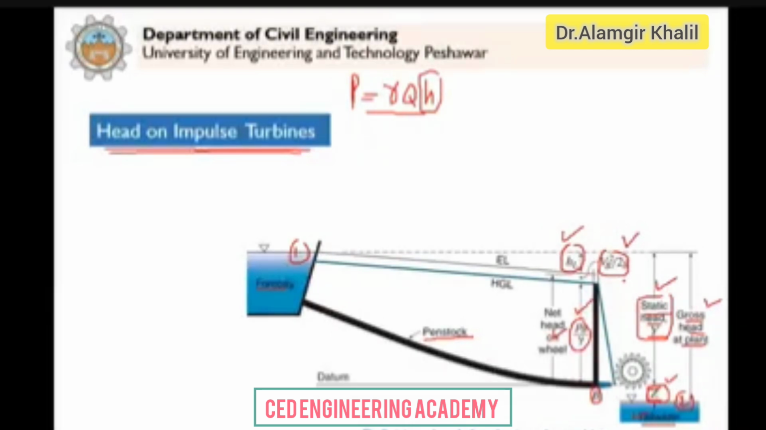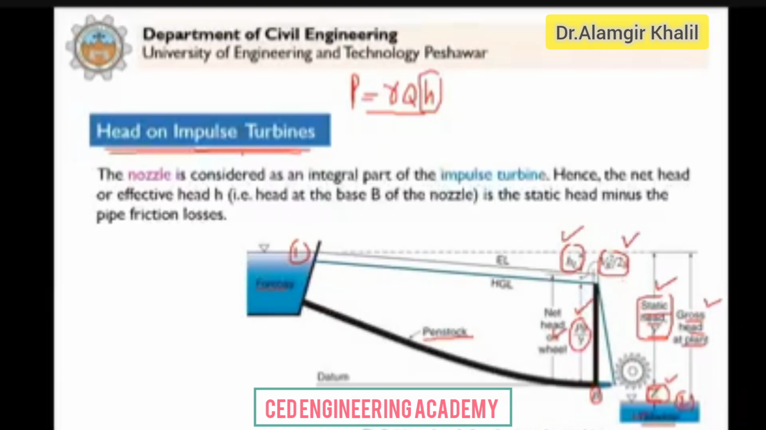The nozzle is considered an integral part of the impulse turbine. Hence the net head or effective head H, that is the head at the base of the nozzle, is the static head minus the friction losses.